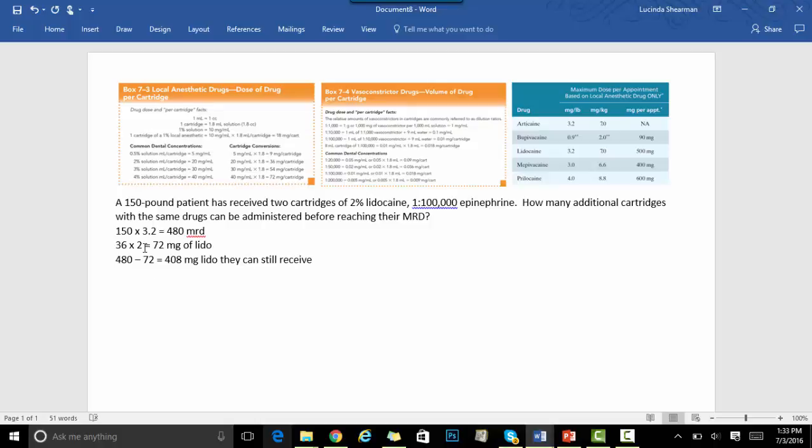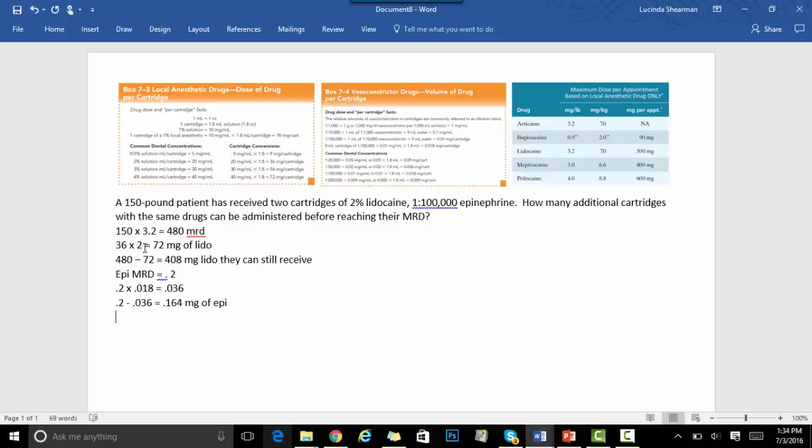All right. Their epinephrine MRD is 0.2. That's for all healthy patients. With 2 carpules of 1 to 100,000, they've already received 2 times 0.018 per cartridge equals a total of 0.036. That's how much they've already received. So they can still receive 0.2 minus 0.036. They can still receive 0.164 milligrams of epi.